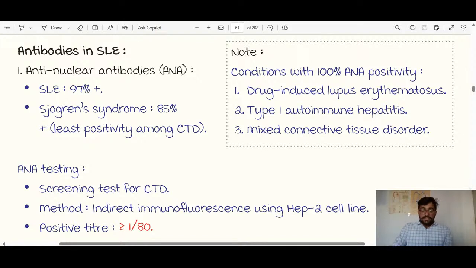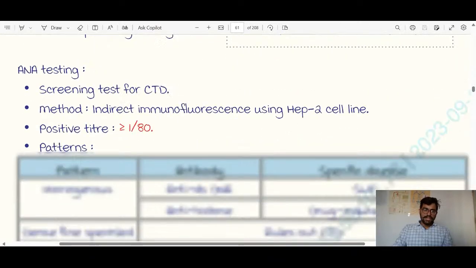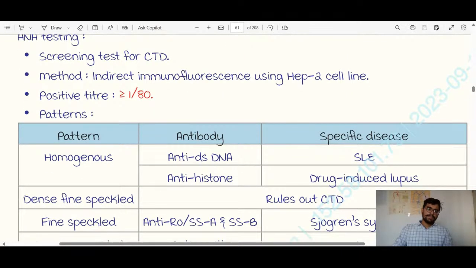So we move further to the antinuclear antibody, ANA. SLE is 97% positive, Sjogren syndrome 85%, and it is least positive among the CTDs. Note the conditions with 100% ANA positivity: drug-induced lupus erythematosus, type 1 autoimmune hepatitis, mixed connective tissue disorder. ANA testing is the screening test for connective tissue disorder. The method is indirect immunofluorescence using a HEp-2 cell line. A positive titer is more than 1 by 80.